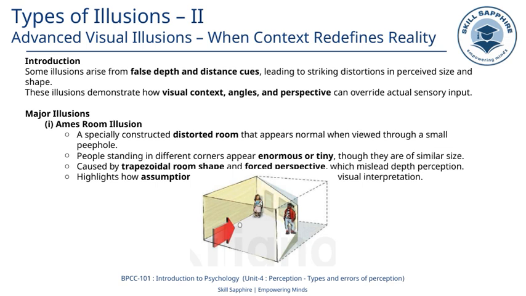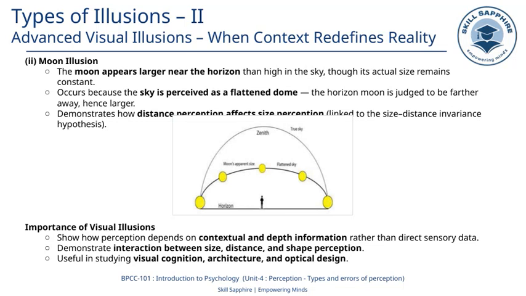And it ties back to the overall theme that perception isn't just about what we see, but also about how our brain interprets visual cues. Now, let's explore some advanced visual illusions, where context really redefines reality. On this slide, we're focusing on the moon illusion. You've probably noticed that the moon looks larger when it's near the horizon compared to when it's high up in the sky, even though its actual size doesn't change.